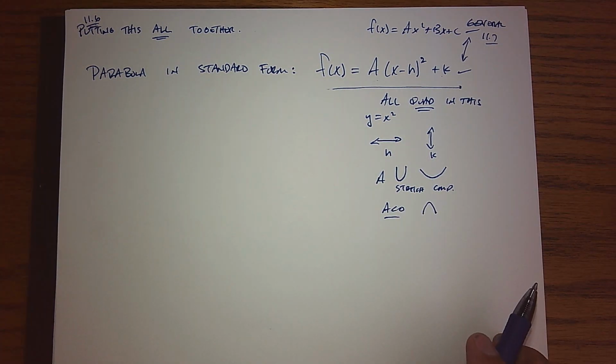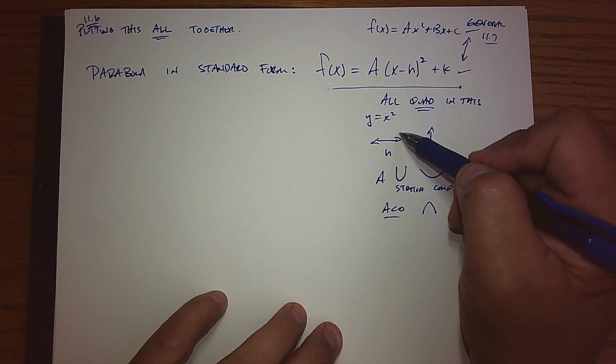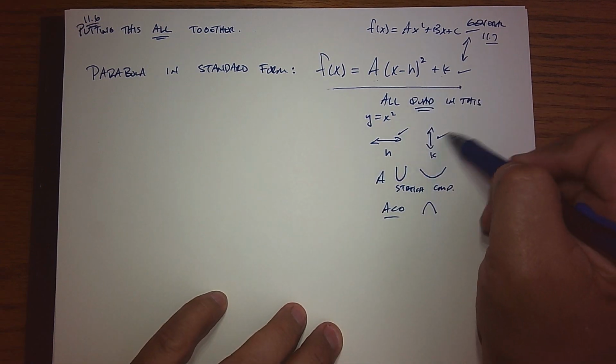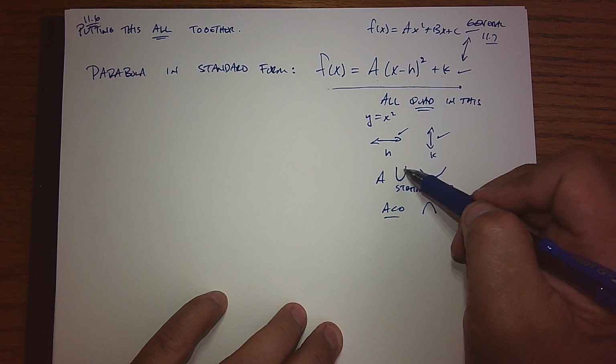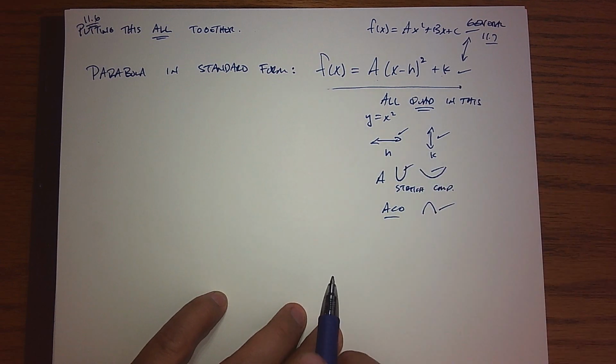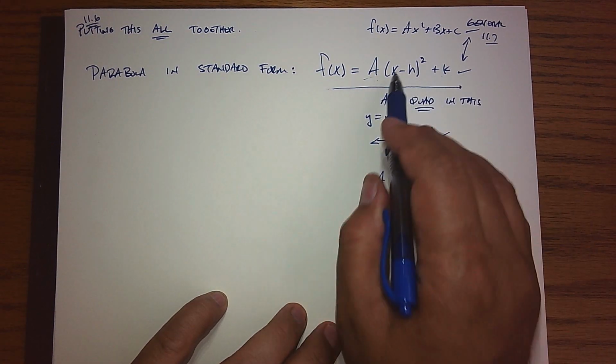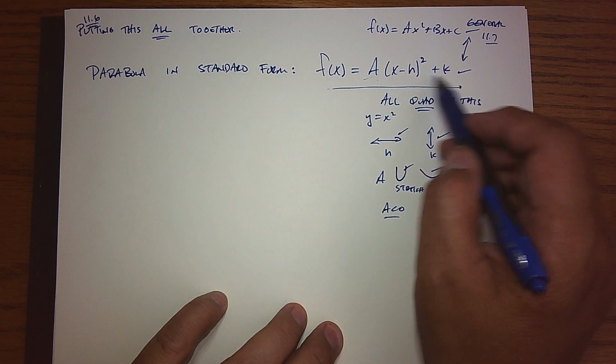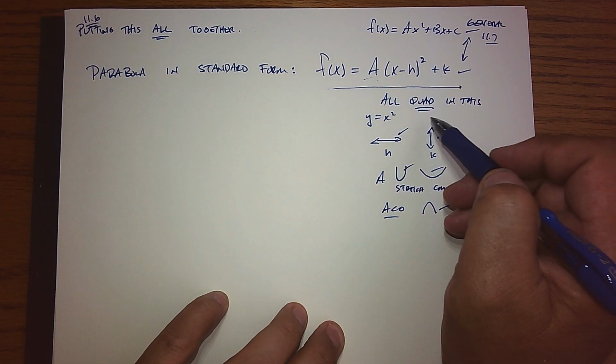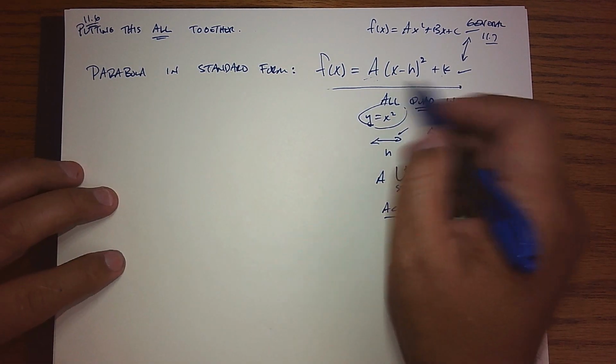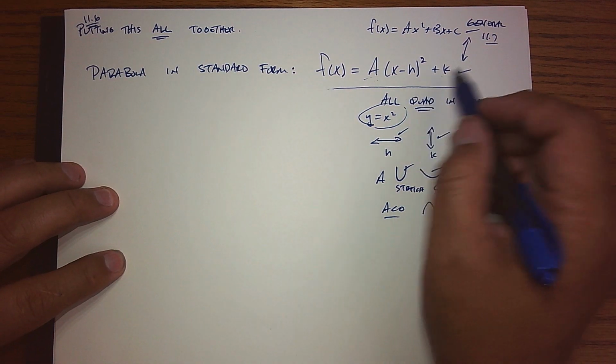So all the transformations we talked about, shifting left or right, shifting up or down, stretching or compressing, or flipping through the x-axis, they're all located in this form. So we have all our bases covered. So we can manipulate x squared by that form. So that's basically where they're all at.